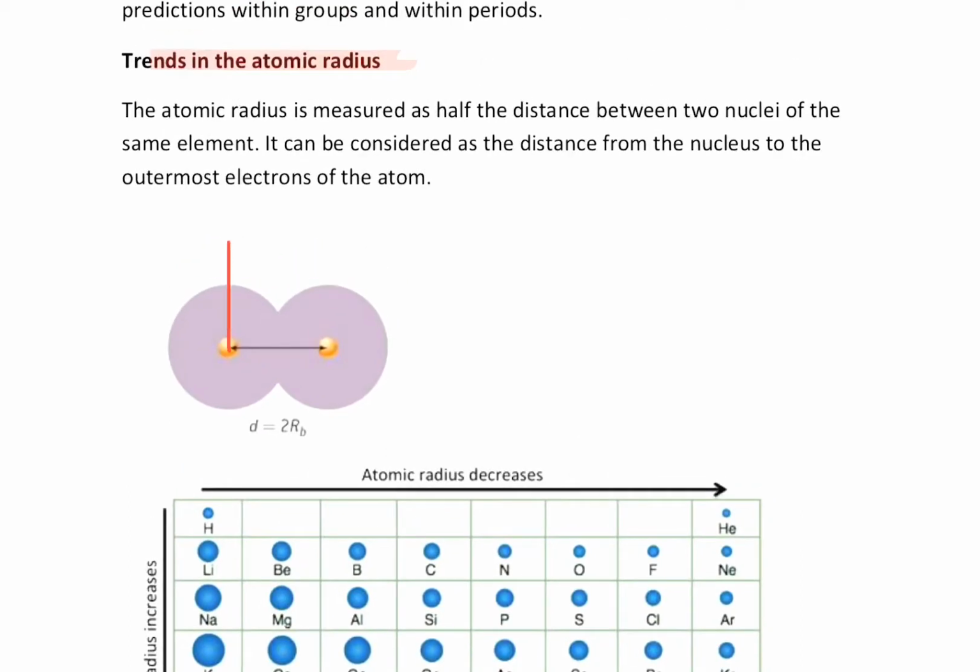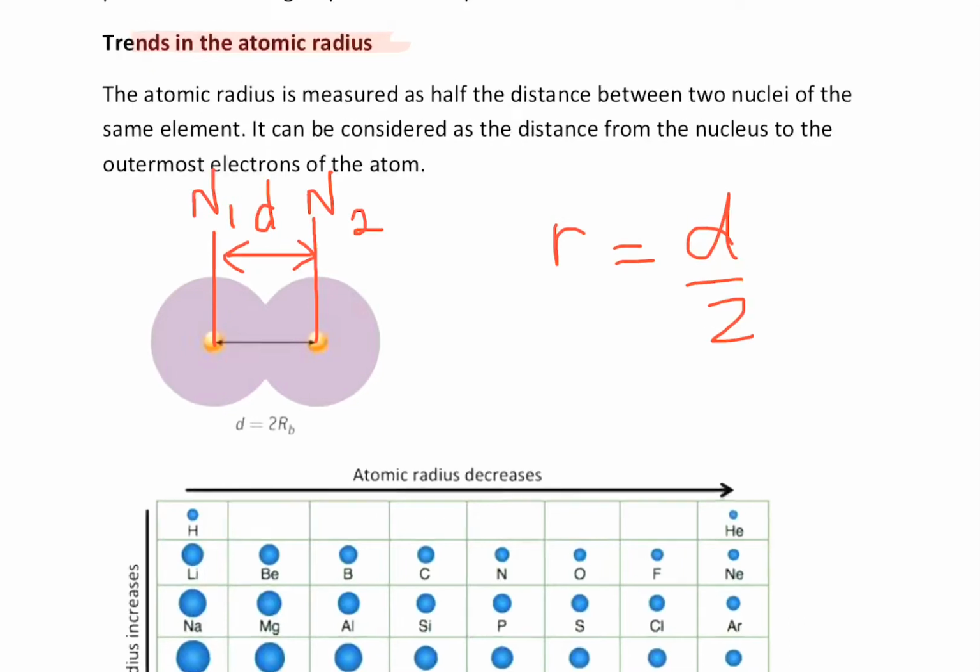So let's say this is the nucleus of the first element, and this is the nucleus of the second element. So the distance between these two is going to be 2 times the atomic radius, which means that the atomic radius is actually d divided by 2. So it's the distance between these two nuclei divided by 2. So this is what the atomic radius is.